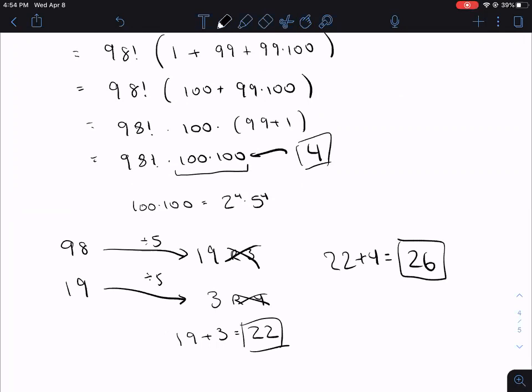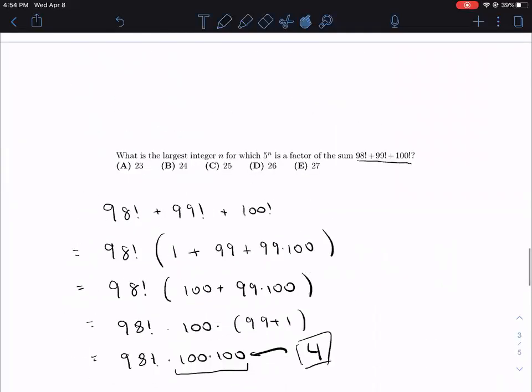Okay, does this make sense? I don't think this was B. Yeah, this was D.